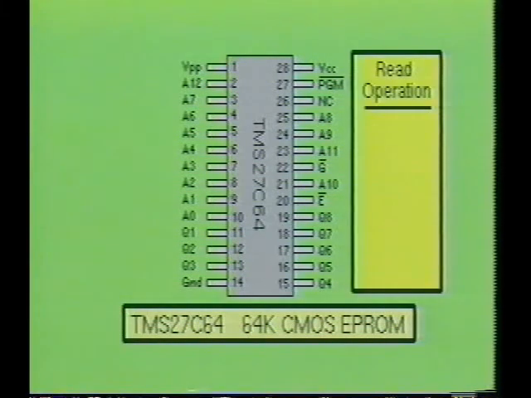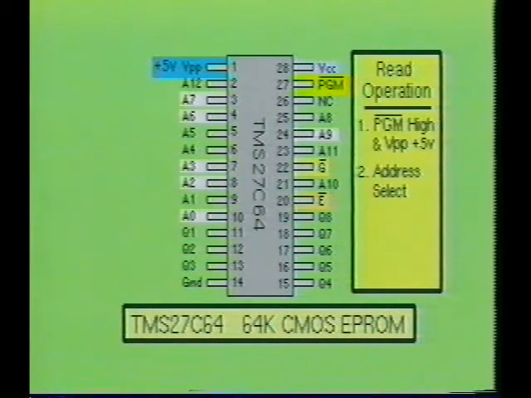Reading data from the TMS27C64 is a very simple process. First, the program input, not PGM, is brought high and plus 5 volts is placed at the power supply pin VPP. Next, address inputs A0 through A12 are used to select the desired address. Then the chip enable input, not E, and the output enable input, not G, are brought low. After a short delay, the data stored at the selected address will be displayed at outputs Q1 through Q8.